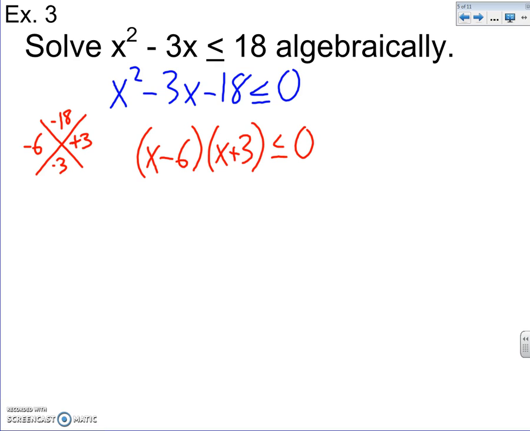Again, zero product property, set each factor equal to 0. So x minus 6 equals 0. X plus 3 equals 0. So x equals 6. X equals negative 3.